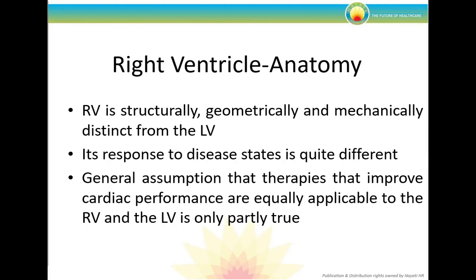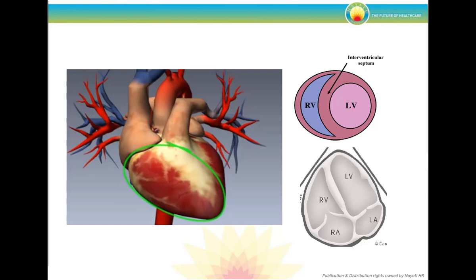So, right ventricle anatomy is very different from the left ventricle. It is structurally, geometrically, and mechanically very distinct. And the response to disease states is quite different. The general assumption is that the therapies that improve cardiac performance are equally applicable to both RV and LV, which is only partially true. So let's look at the anatomy.